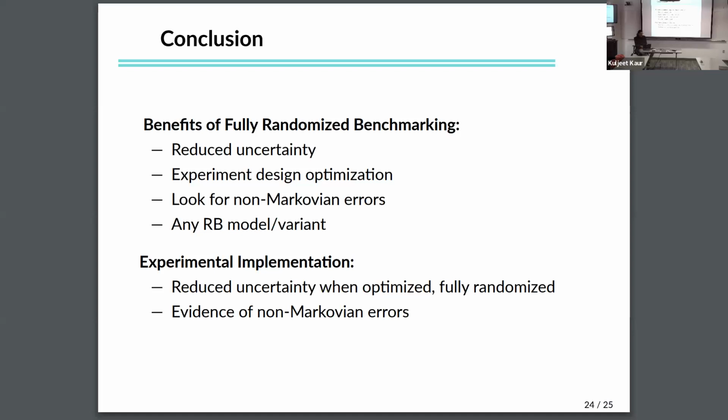Right, so there's that. Then the experimental implementation, we were able to demonstrate that you get reduced uncertainty for optimized fully randomized benchmarking. And we also see evidence of non-Markovian errors, which is something that we're pretty excited about. So that's the experiments, and that's all I have for today. So thanks for listening.